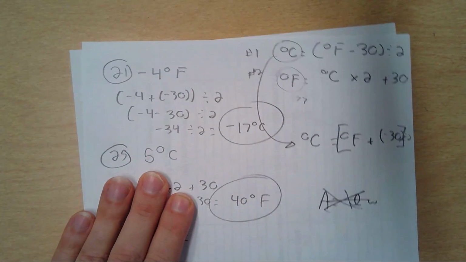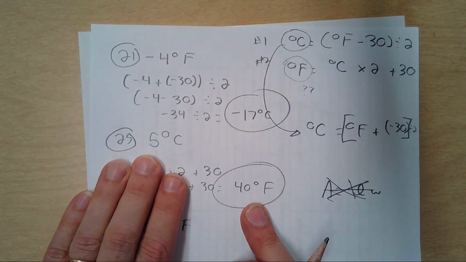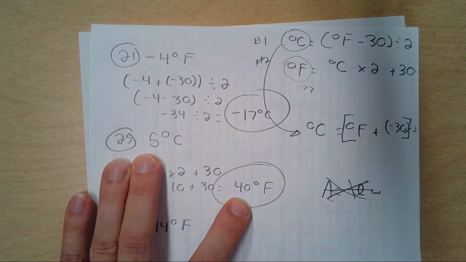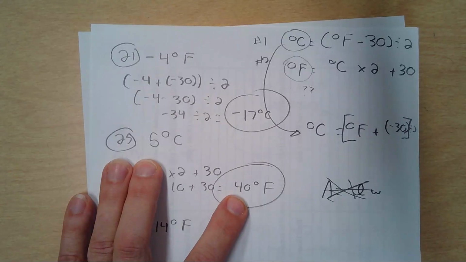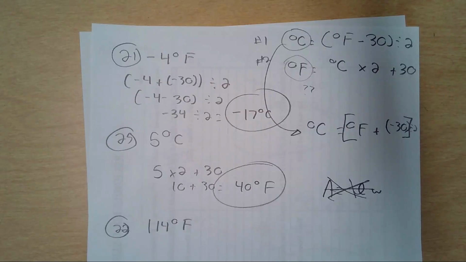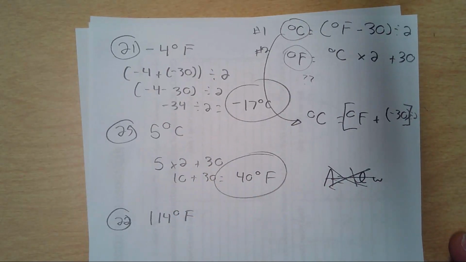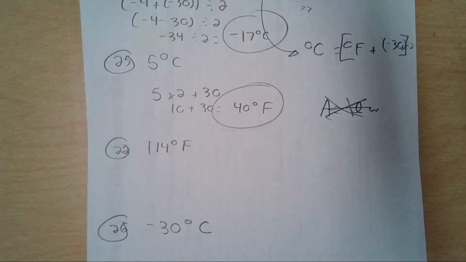Again, this is a nice one because we know 0 is 32. So I went from 0 to 5. I would expect this to go up a little bit too. And it did go up a little bit from 32. So we're in the ballpark here. I would expect 5 degrees Celsius to be fairly close to 32. Not super close, but I know 0 is 32. 5 is going to be something a little bigger than 32. And that's good.